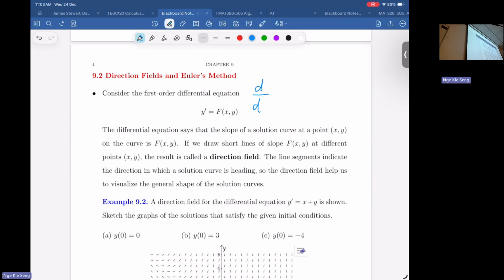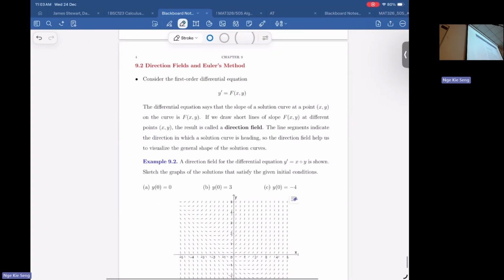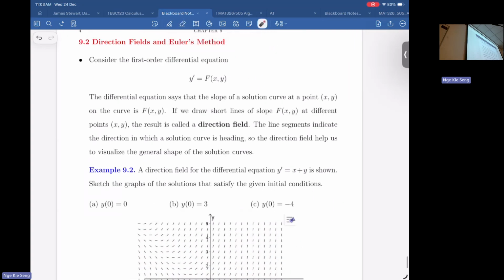Well, I mean, we just directly look at this example here, which is better. y prime equals x plus y. So we are writing dy over dx with respect to x and y. With respect to x and y, we view x and y separately.